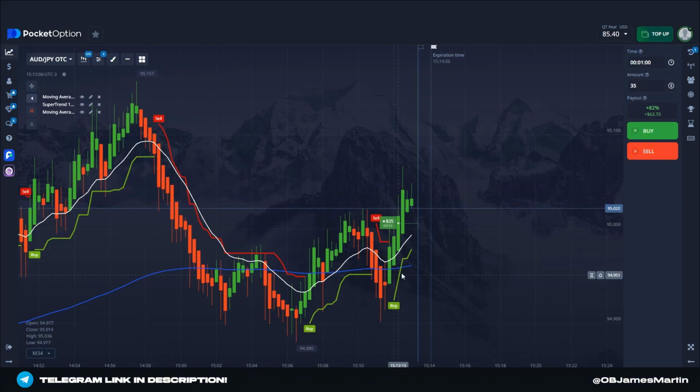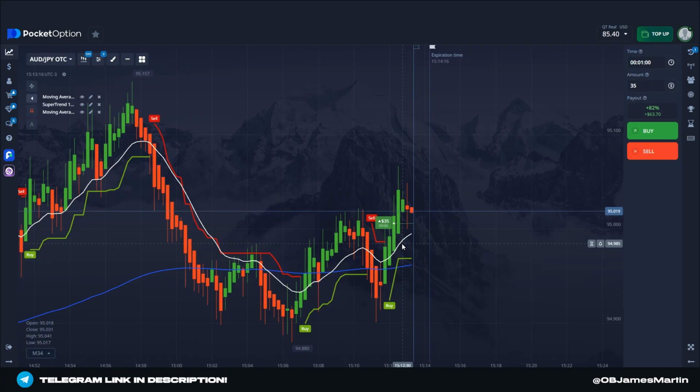And this time all three indicators are giving an upward signal: the blue line, the white line, and the green Supertrend. So I had this situation here and made the decision for that. And see, it's great.